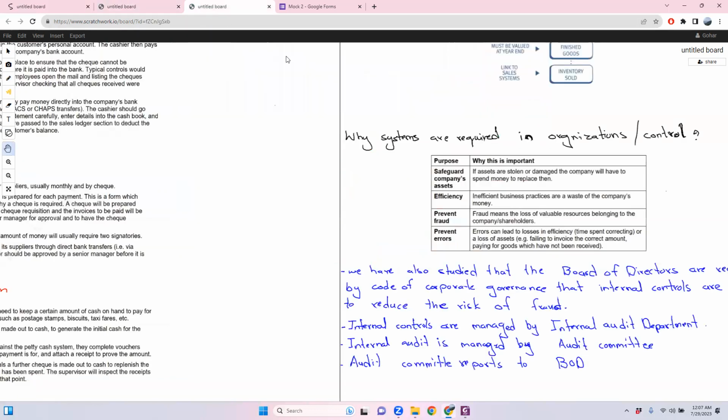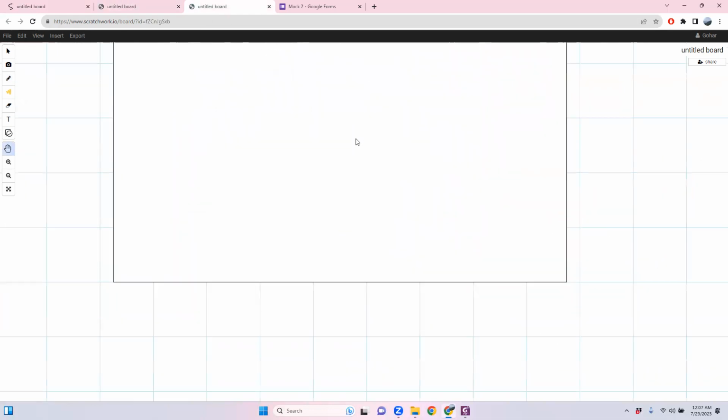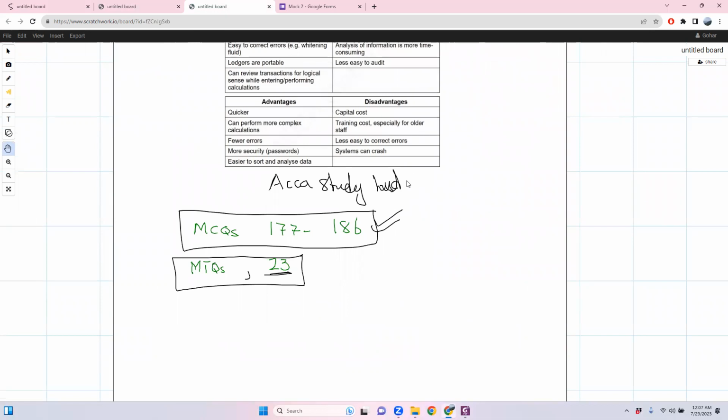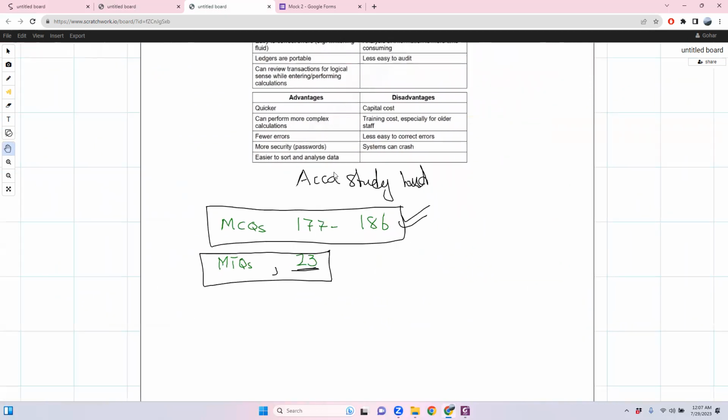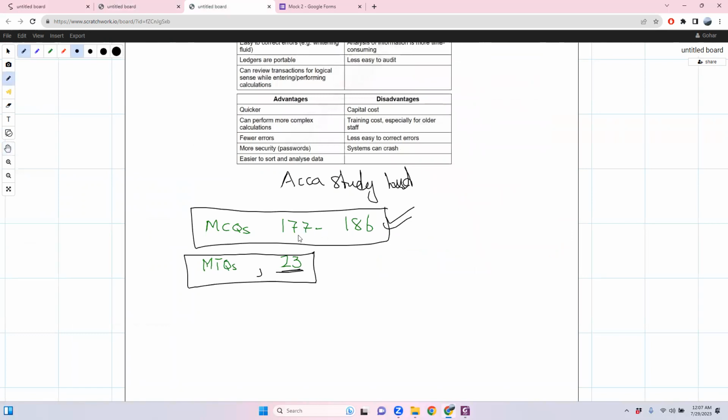And if we go towards chapter number 14, at the end of chapter 14, first we will solve the MCQs available on the ACCA Study Hub. Then we are going to solve the MCQs and the MTQs available in the Kaplan exam kit, which have been highlighted at the end of the chapter notes.